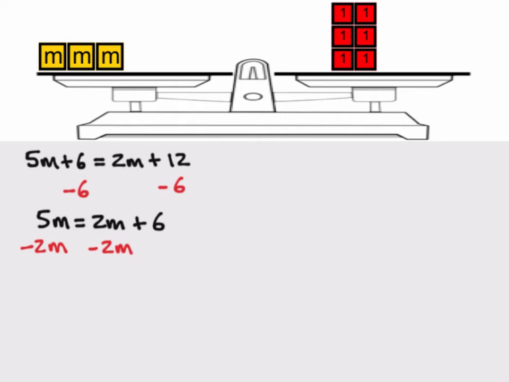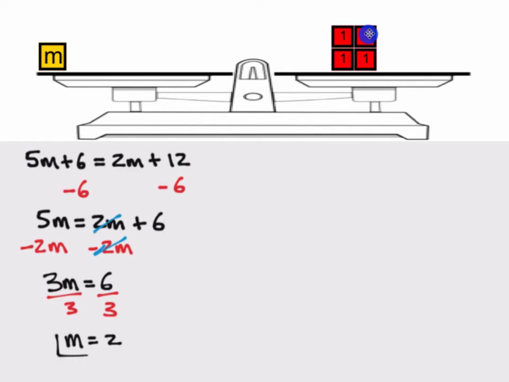And 2m minus 2m is going to be 0. And 5m minus 2m, we just discussed, is going to be 3m, and we end up with the equation 3m equals 6. No problem at all to solve that. All we need to do is divide both sides of the equation by 3, and we end up with our solution, m equals 2. Let's take a second to check that solution and make sure it actually works.